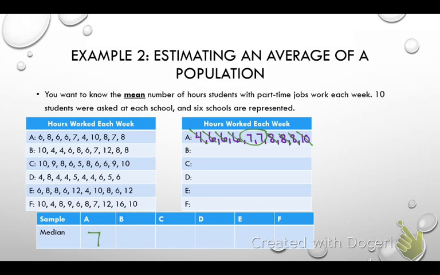All right, so for B, we go 2 4s, 2 6s, a 7 and 3 8s. And then 10 and 12. Did I miss any? No. Okay, and now I'm going to go back and eliminate. Outside to inside. Okay, now I have 2 numbers in the middle that are different. So 7 plus 8 is what? 15 divided by 2? 7.5. Okay, so that's going to be my median.